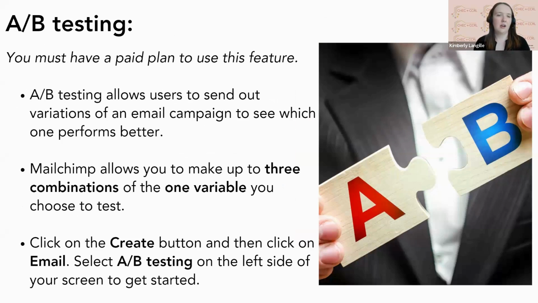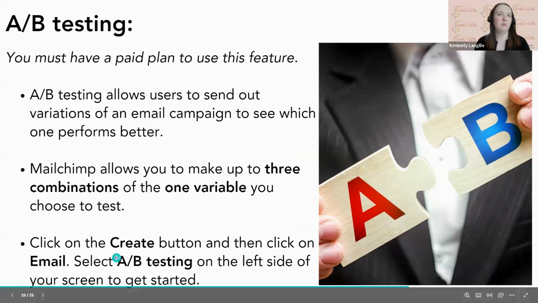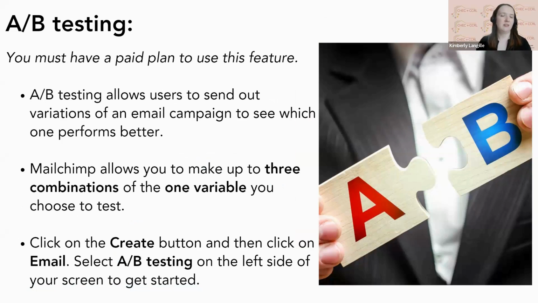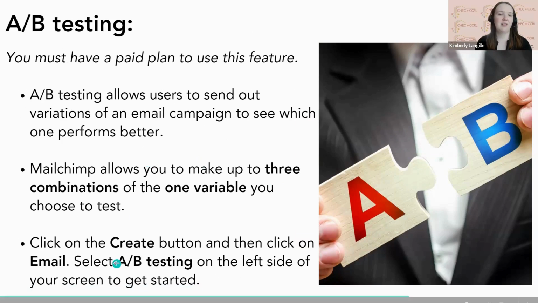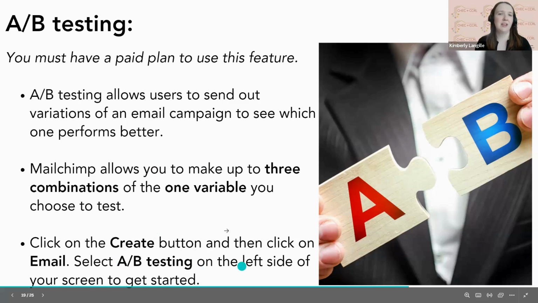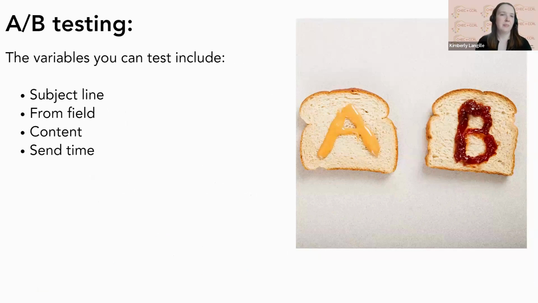Basically, what you would do is go back up to Create on Mailchimp. That's in the left-hand corner. Then you would click on email, and then you would select A/B testing. And I can send this PowerPoint to everyone.